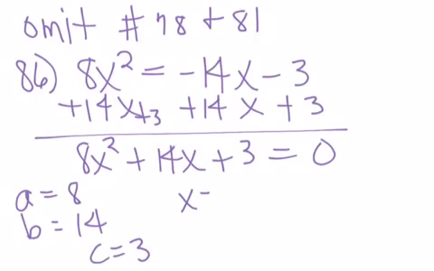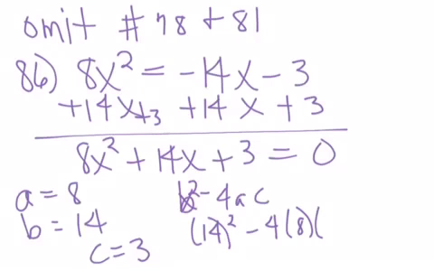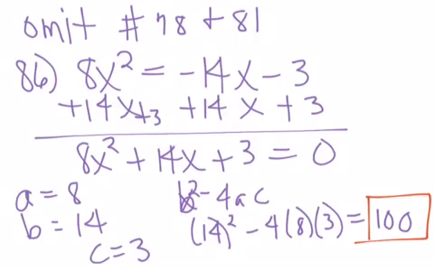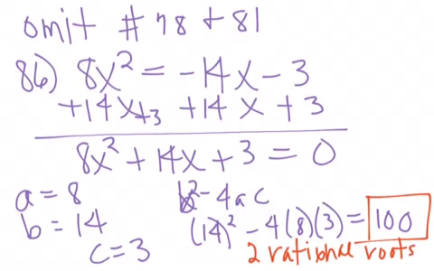So then B squared minus 4AC would be 14 squared minus 4 times 8 times 3. When you put that in your calculator and calculate it, you get 100. 100 is a perfect square because it's 10 times 10. So when it's positive and a perfect square, that means you will have 2 rational roots. You do not have to use the quadratic formula. You do not have to identify the roots. You simply have to identify what type of roots you will have.